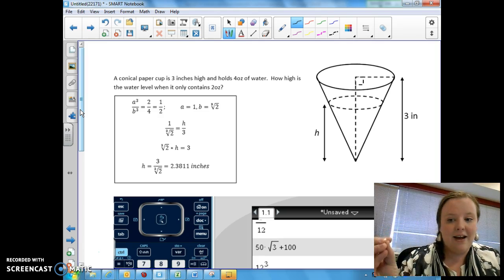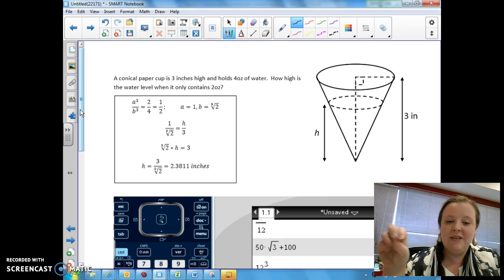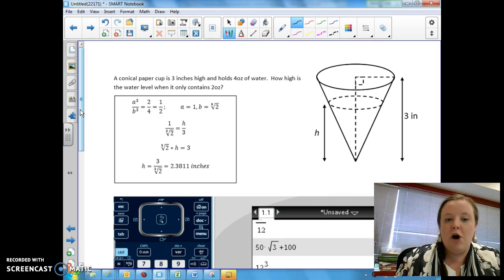Do not panic. I know you may not have heard of a cube root before, but that's okay. Your calculator knows what it is. You don't have to. You will learn that next year in Algebra 2, I promise. So I'm now going to plug in my a and b, where I have a over b, 1 over the cube root of 2 equals h over 3. Cross multiply, the cube root of 2 times h equals 3.